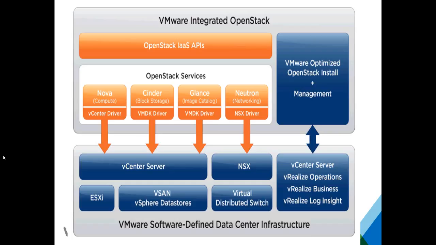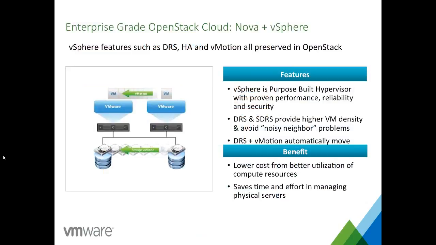For compute, the Nova services are implemented with VMware vSphere, given the industry reliability of the hypervisor and providing better utilization of compute resources, compatible with the OpenStack API. Same thing with networking. The VMware Integrated OpenStack will be offering the networking services implemented through NSX. Next slide, please.